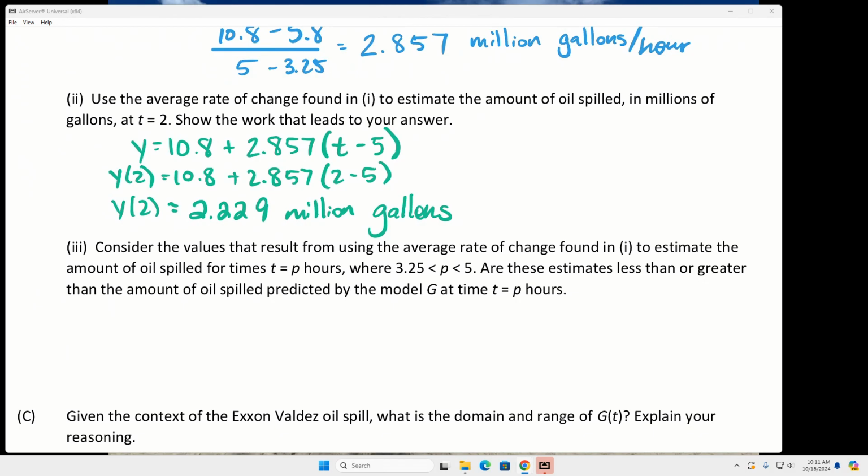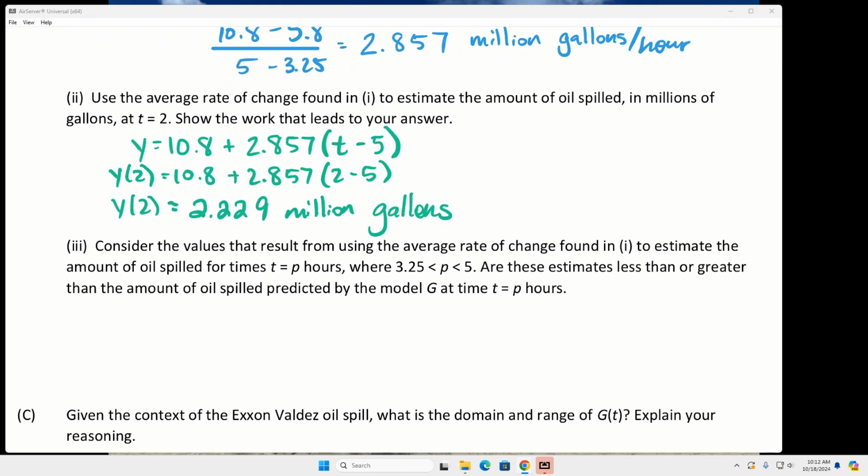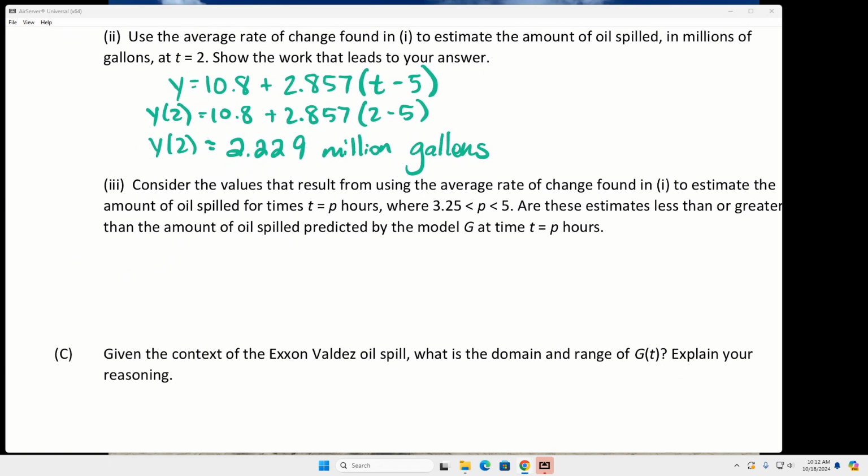All right, and then number 3, this is worded a little differently. This is worded to me a little bit more difficult to articulate the answer, but we're going to consider the values that result from using the average rate of change found in 1 to estimate the amount of oil spilled for times t equals p hours when p is between 3.25 and 5. Are these estimates less than or greater than the amount of oil spilled predicted by the model G at time t equals p hours? And it will say explain your answer. I didn't type it here, but you'll have to.